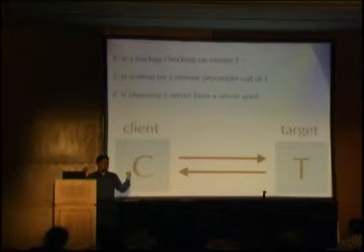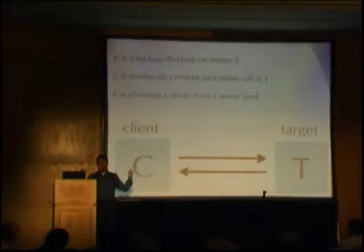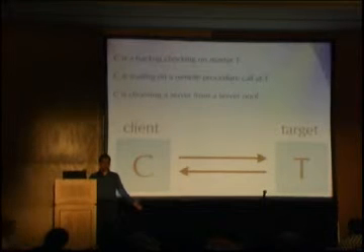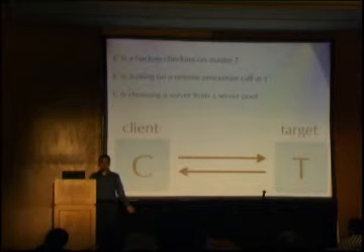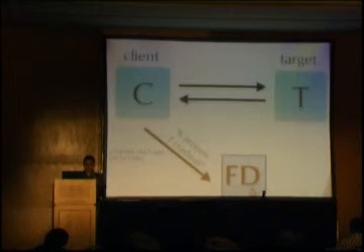Or C might be some client that's waiting on an RPC request at a server T, and it wants to know if that request will ever be processed. Or C could just be trying to select a server from a server pool, and it wants to ensure the server that it selects is up. The abstraction that answers this question, is process T up, is called a failure detector.